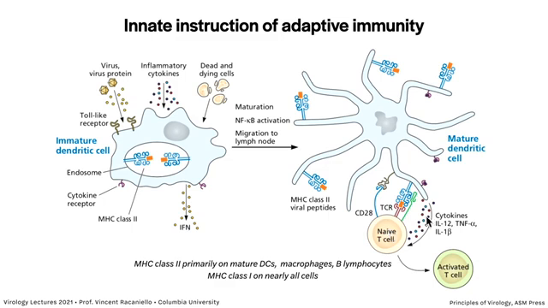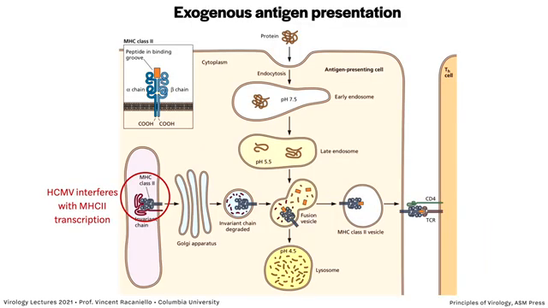This activation is driven not only by the recognition of the peptide, but some other receptor-ligand interactions as well, as well as cytokines that are produced by the dendritic cell. This presentation of the peptide in the MHC2 to a T cell, as we've just seen, is part of what we call the exogenous antigen presentation pathway.